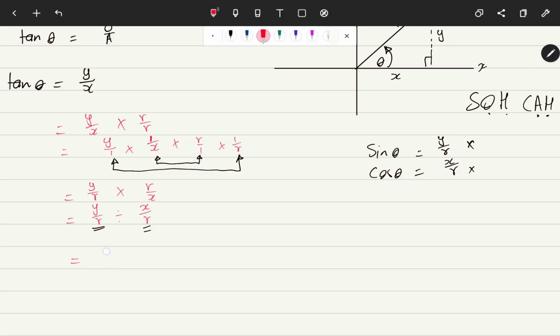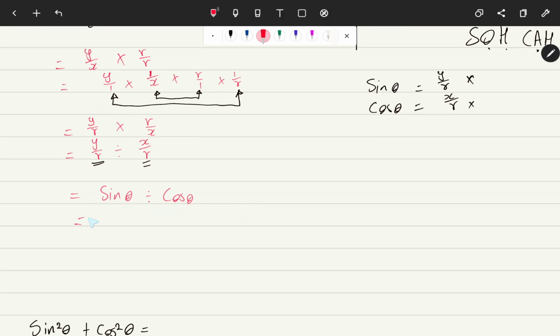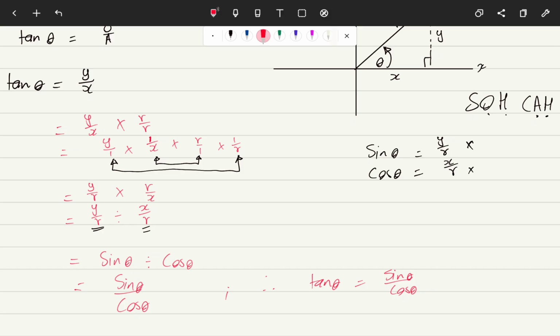Let's say we have sine theta divided by cos theta, right? Do you see that? So we have found something so cool now, where we could say therefore tan theta is equal to sine theta divided by cos theta. That is so cool. At least I'm happy you guys now know where it comes from.